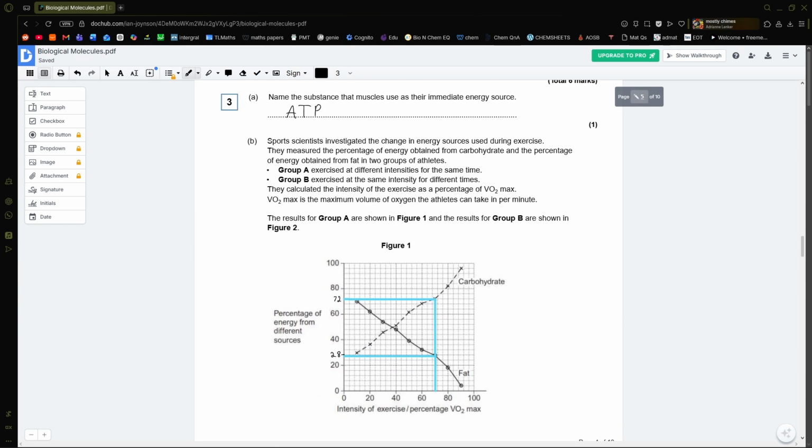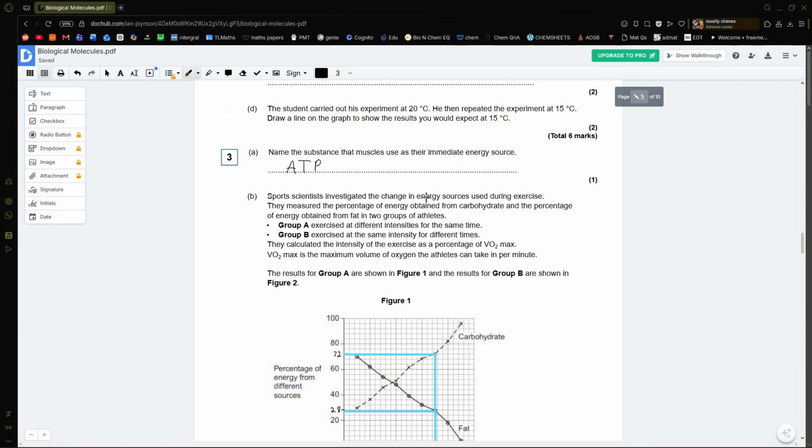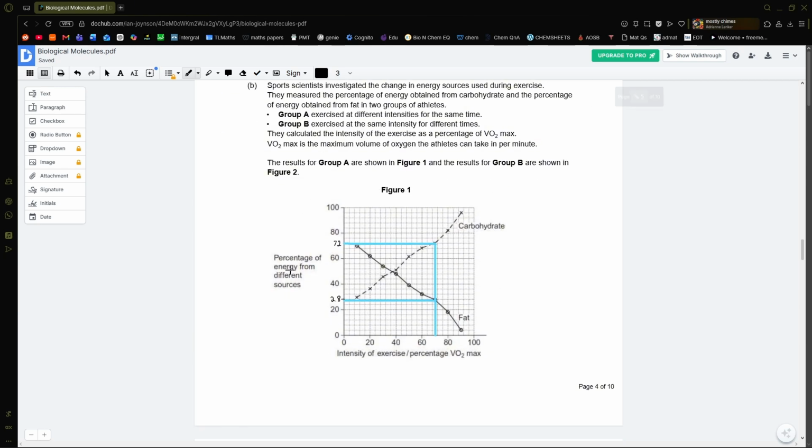Question 3. Name the substance that muscles use as their immediate source of energy. ATP, adenosine triphosphate. That's just that.